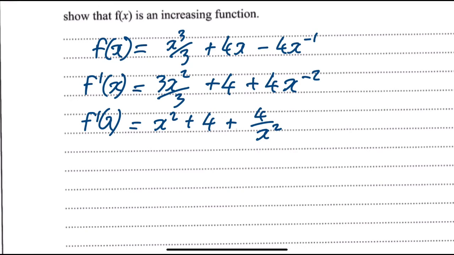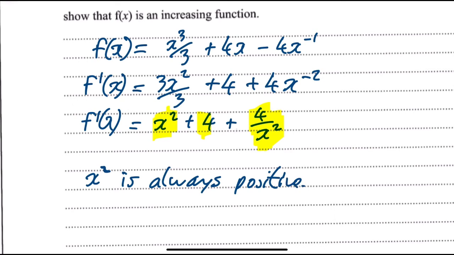Now, you can look at this lots of different ways of doing this. So I'm just going to look at the individual bits. So I've got x squared, 4, and I've got the 4 over x squared. Now, x squared is always positive. The 4 is always positive.